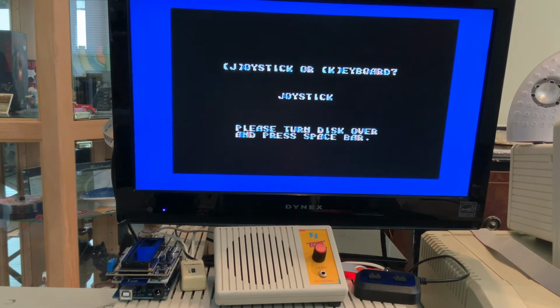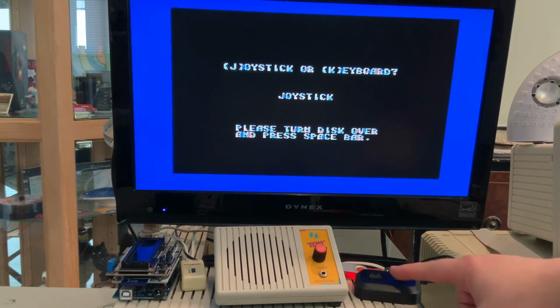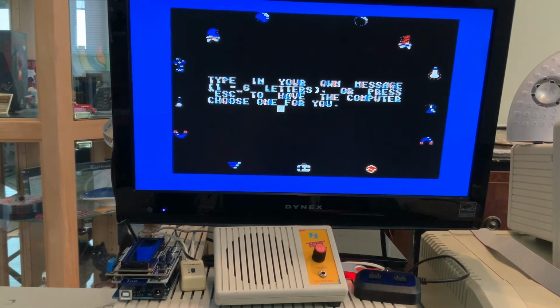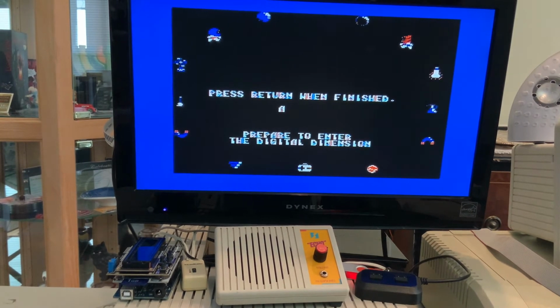Okay, let's try again. Please turn the disk over. Well, I'm just going to press this button for side 2, and it should run. Okay, let's give it a simple message. Prepare to enter the digital dimension.